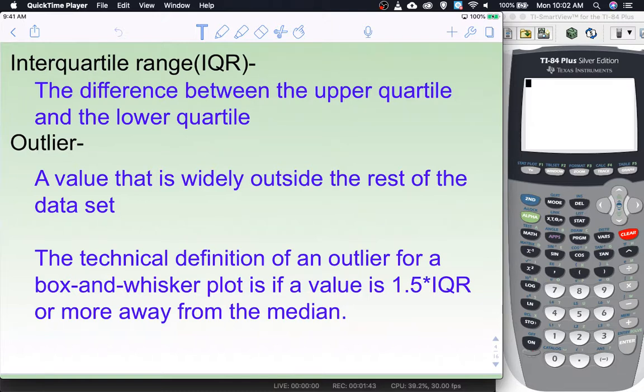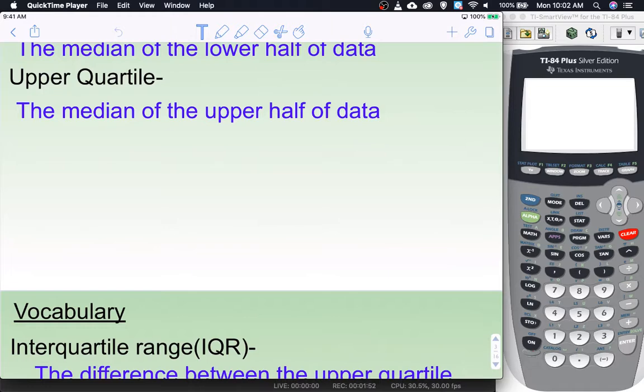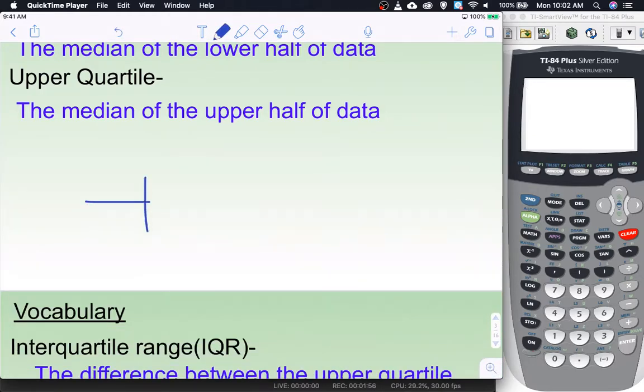And that will make sense when we get to it. Interquartile range. The interquartile range is the difference of the upper and lower quartiles. So, to make sense of this, here's a box and whisker plot.